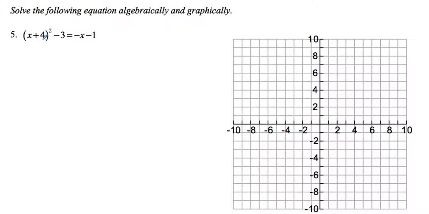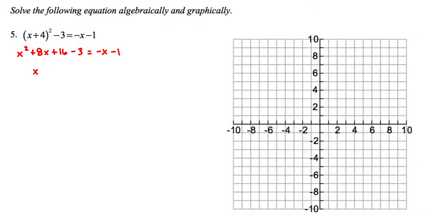So we have (x + 4)². When we multiply x + 4 times the quantity x + 4, we should get x² + 8x + 16. We still have minus 3 equals −x − 1. Now, there's always people who are going to be hesitant to do that, or like I said, want to take the square root of each side, but that's why you have to pay attention to what's on both sides of the equation first.